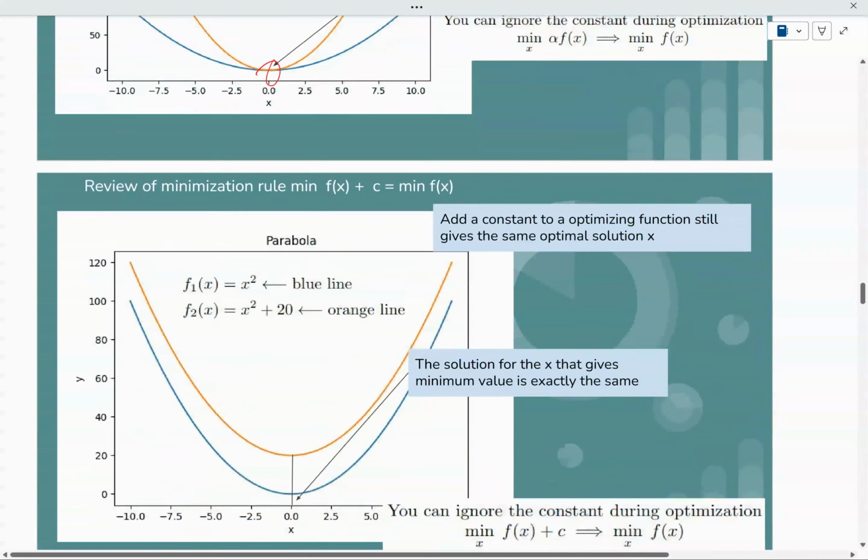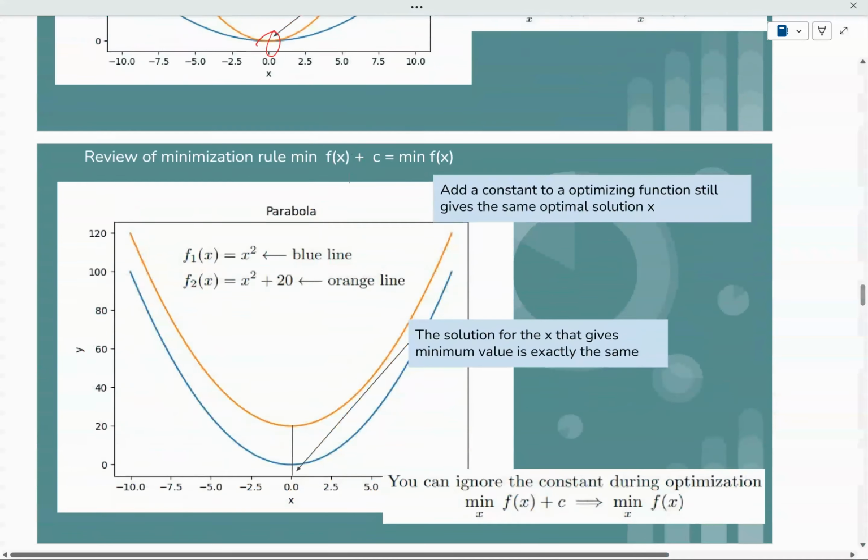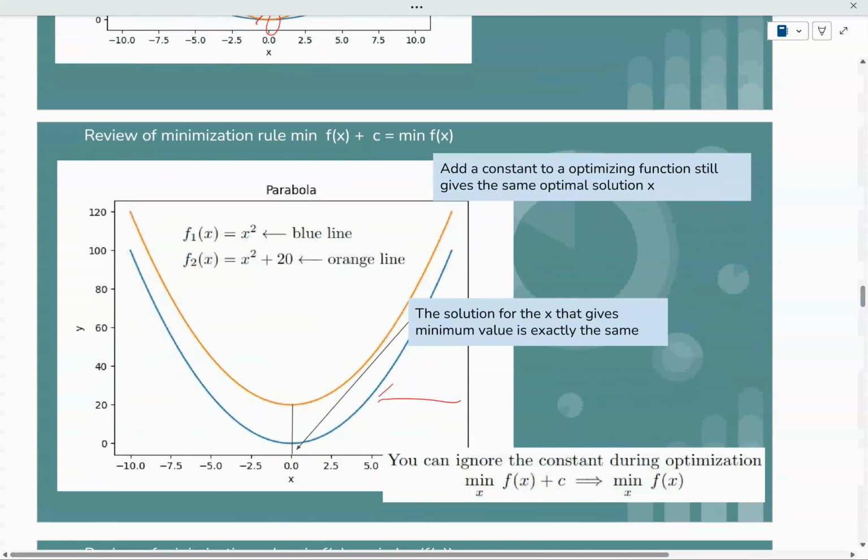What happens when you add a constant? Right? It's exactly the same. Now, originally we have the blue line. If you were to add 20 to the blue line, for example, notice you shifted the graph upward. However, the x value that minimizes the function stays the same. Therefore, when you have a minimization of some function plus some number, in that case, you can just get rid of the number.